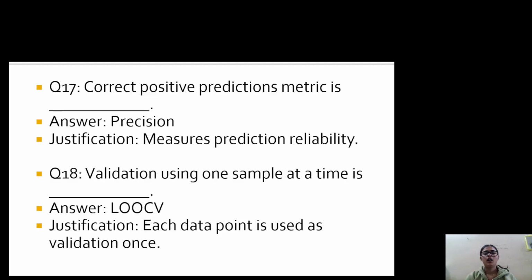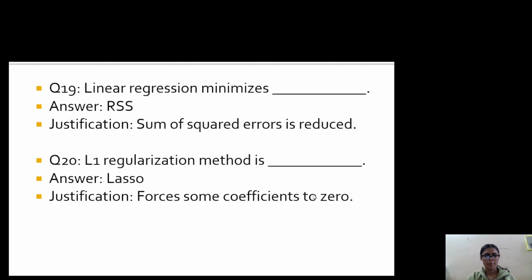Next, validation that uses one sample at a time is dash. So it is known as LOOCV, that is leave one out cross validation. Each data point becomes the test set once. It is very accurate, but it is computationally expensive.